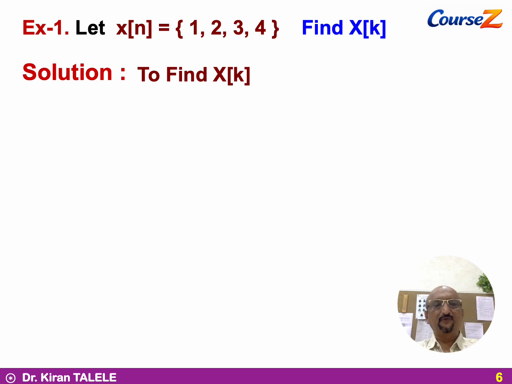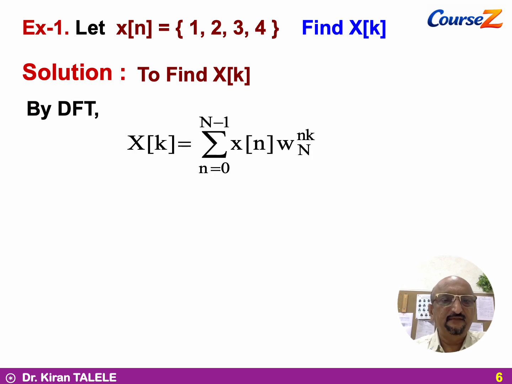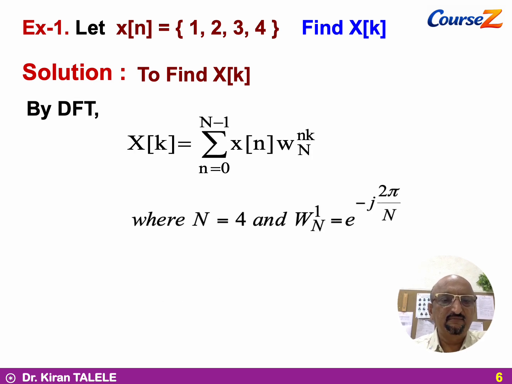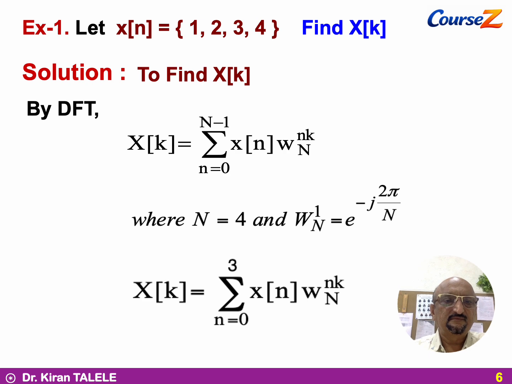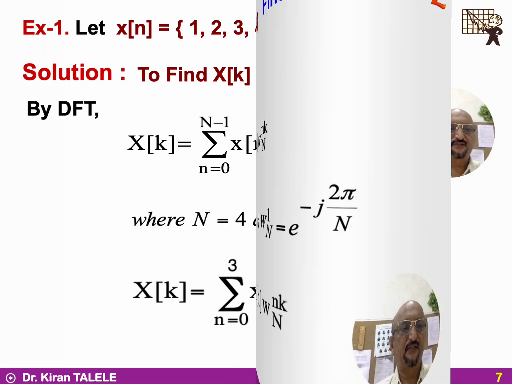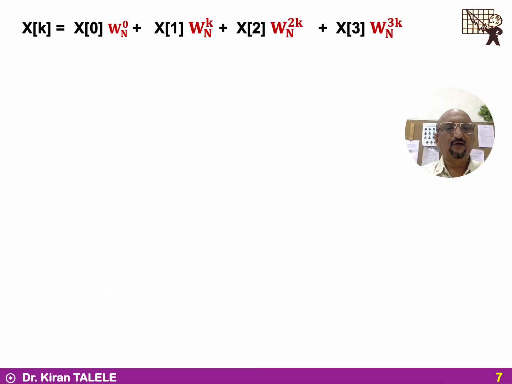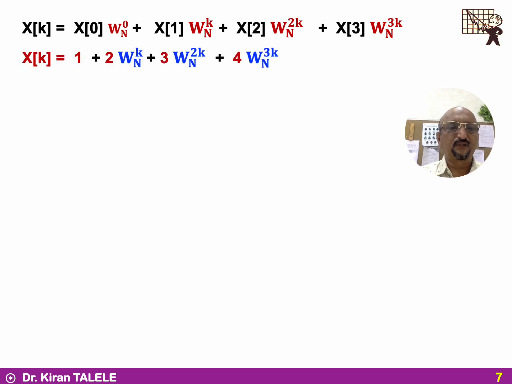So let's take one example. x of n is 1, 2, 3, 4. We have to find X of k. Start with the definition of DFT and expand the summation term. For n equal to 0, x of 0, n equal to 1, x of 1, and so on. Substitute the value of x of 0, that is 1.